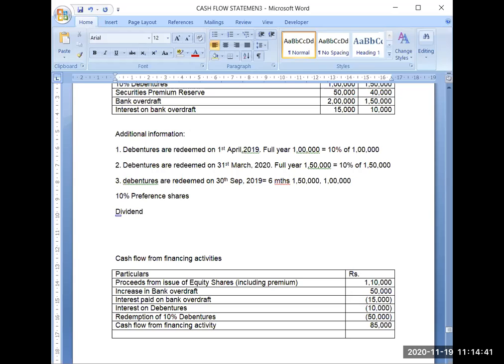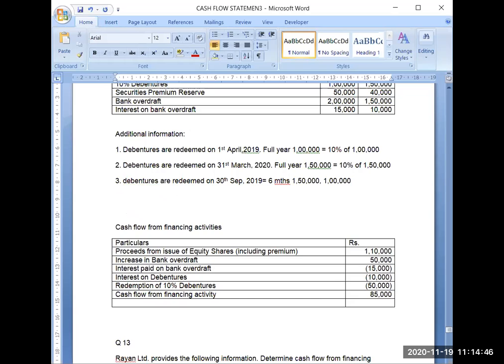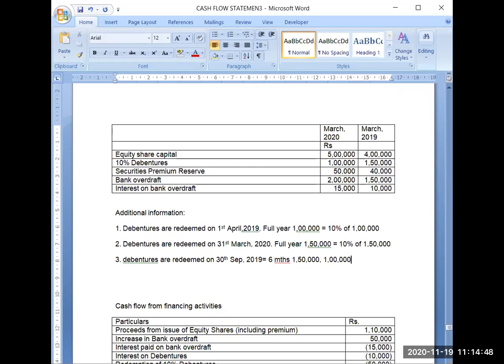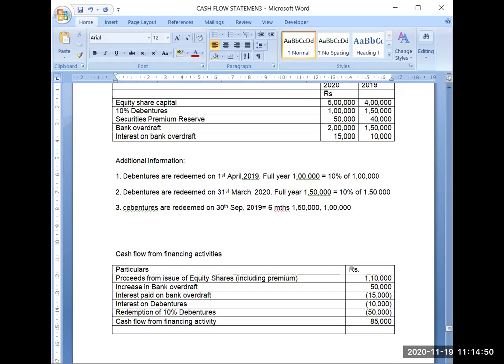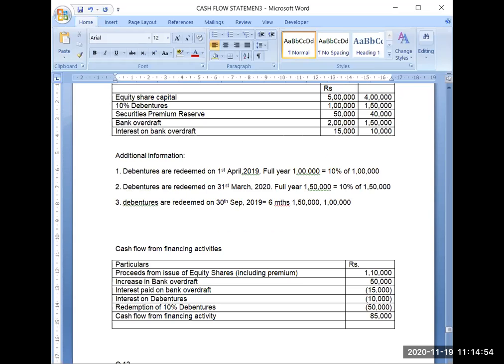So I have cleared this concept. You might be facing this concept in some of the questions. That's why I have discussed it in detail. The rest we will do in the next class.